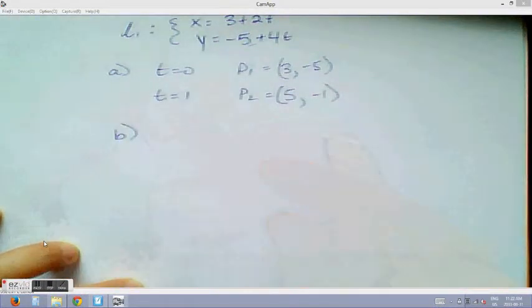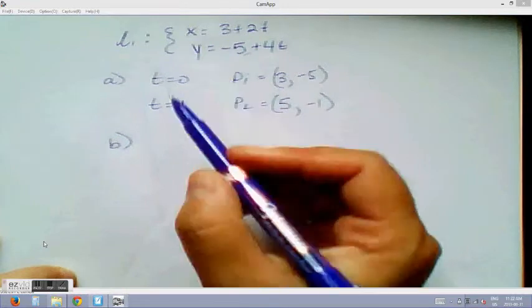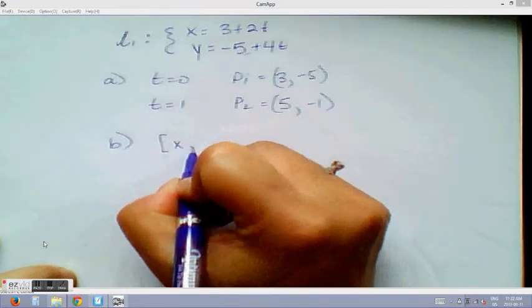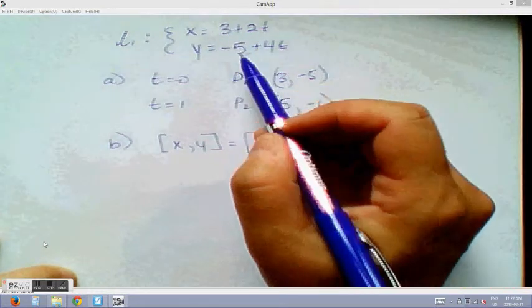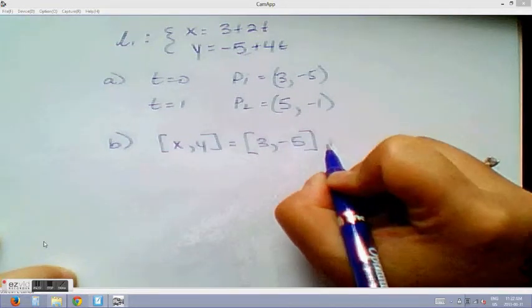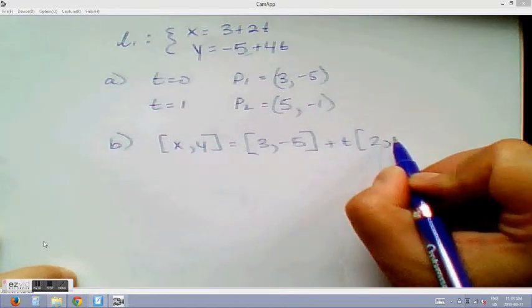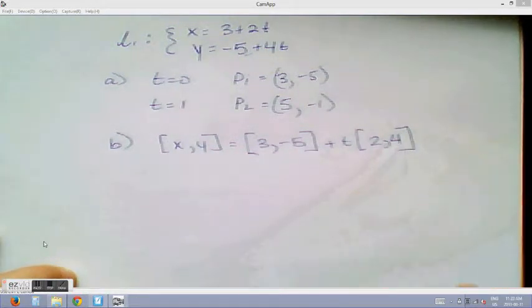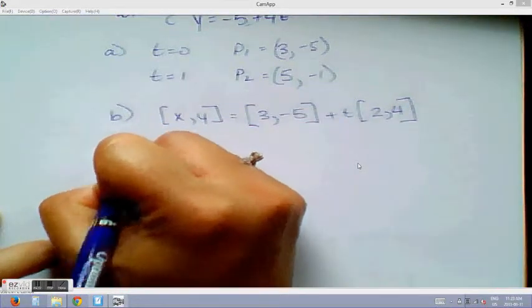Okay, so the B part asks us to use the parametric equation to find the vector equation of the line. If we put this together, x and y is equal to 3 and 5, our known coordinates of a known point, plus t, and then we just take the coefficients of t, so 2 and 4, which is our direction vector. So that would be our vector equation. Let's move on to C.